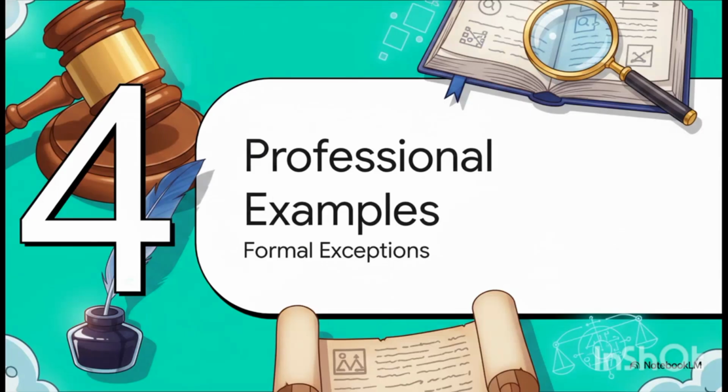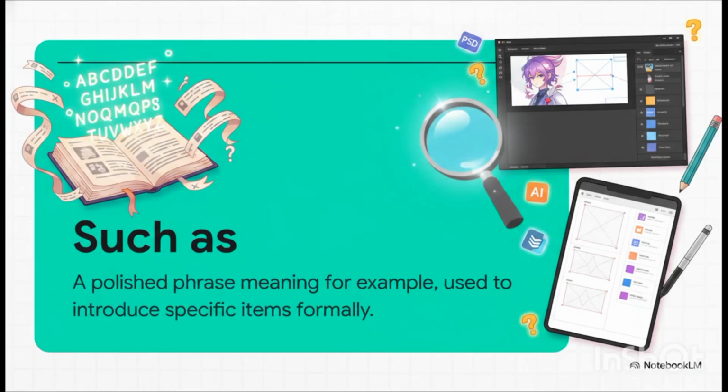All right, let's look at Section 4, Professional Examples and Exceptions. The key question here is, what happens when we step out of casual mode and need to sound a bit more polished? That brings us to such as. This phrase simply means for example, and honestly, it completely breaks our previous blanket rule because it just operates totally differently. You use it to introduce specific items. Like you might say there are many design tools, such as Photoshop or Figma.